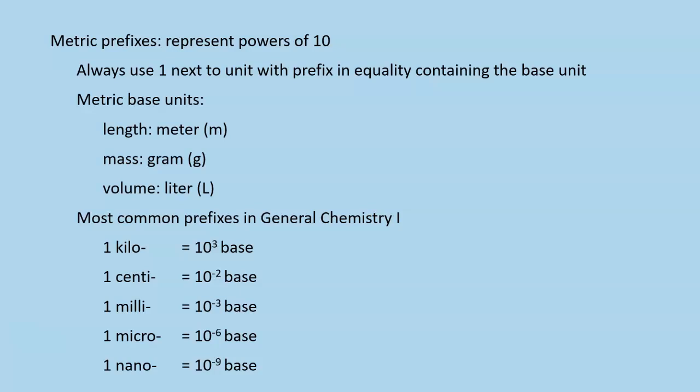So the most common 5 metric prefixes that we use in General Chemistry 1, and this is not a comprehensive list, okay, so your instructor may have you memorize more than the 5 listed. But the 5 most common are the kilo, which represents 10 to the 3rd power. Centi represents 10 to the negative 2nd. Milli, 10 to the negative 3rd. Micro, 10 to the negative 6th. And nano, 10 to the negative 9th.